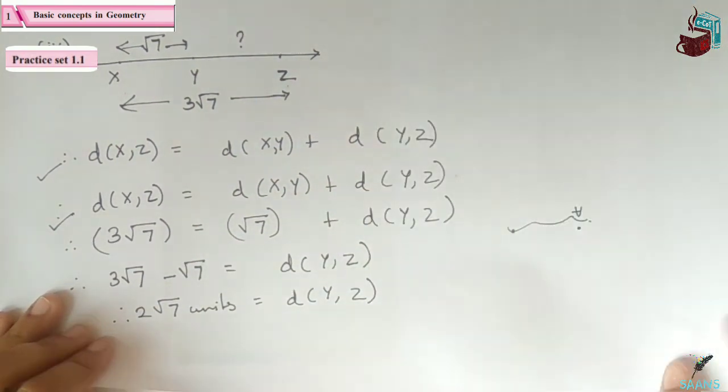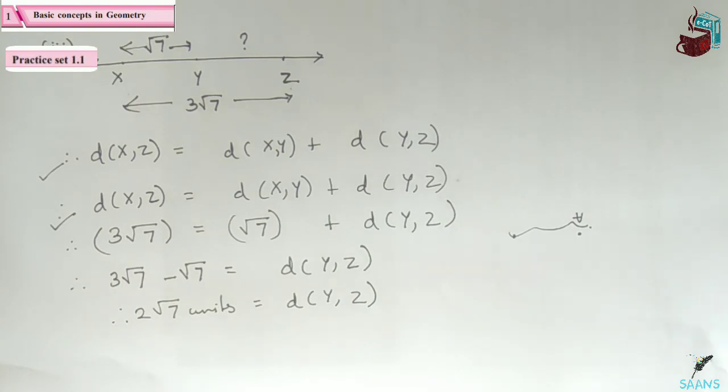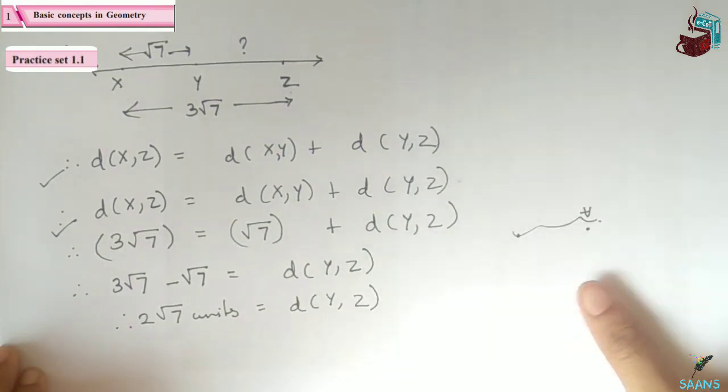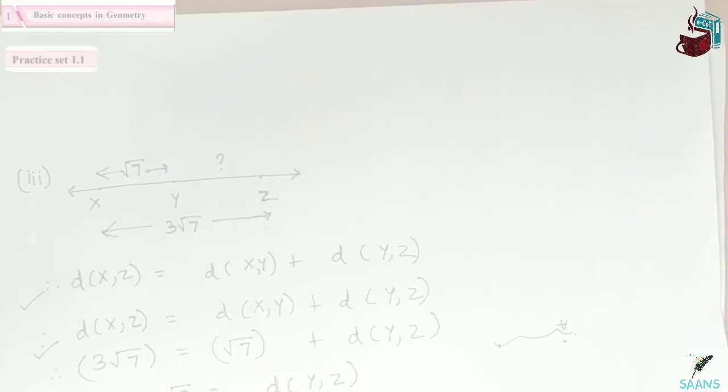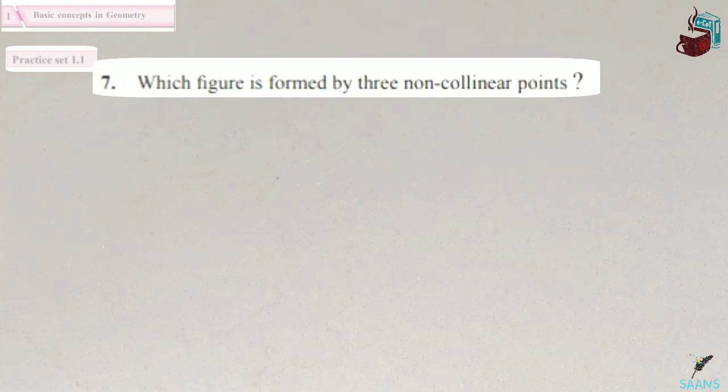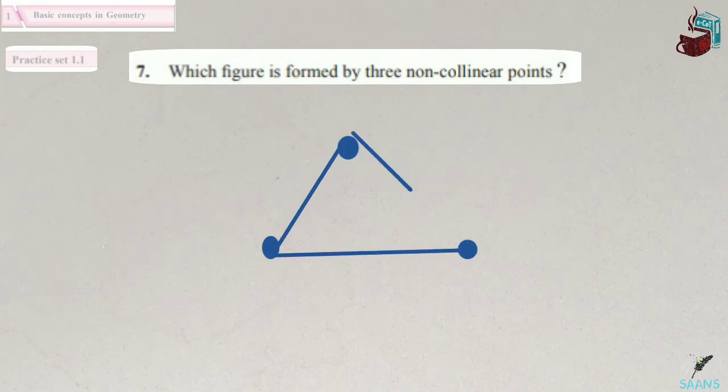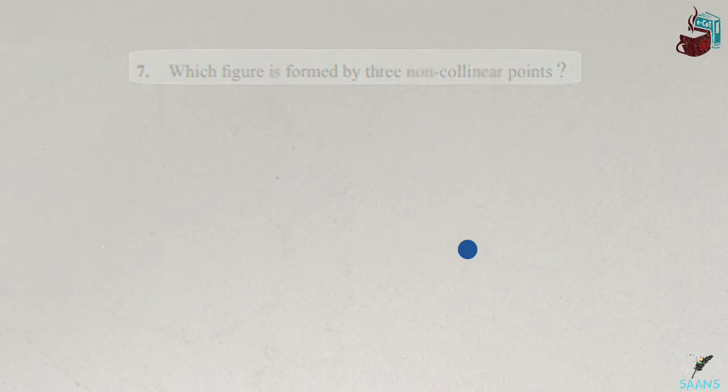Now let's deal with the remaining questions. The similar questions for this will be, now question 7 you can deal with. Let's deal with question number 7. Which figure is formed by 3 non-collinear points? 3 non-collinear points form only one figure, which is a triangle. 3 non-collinear points. So we are done.